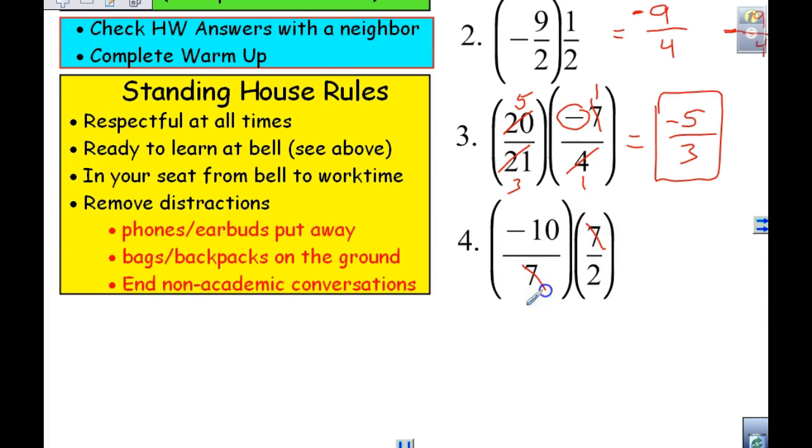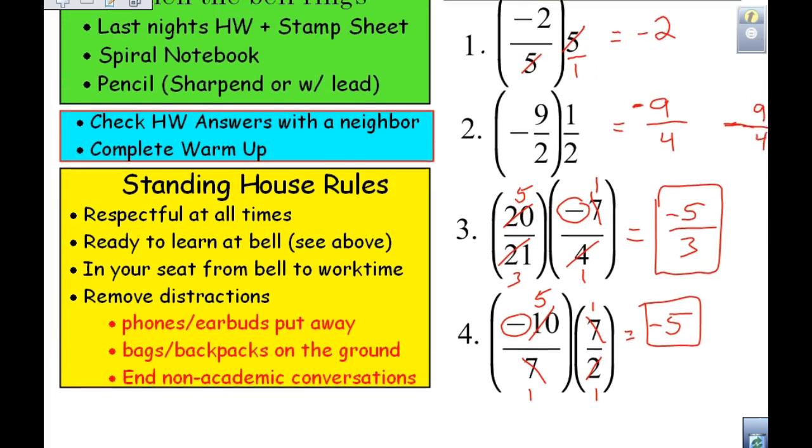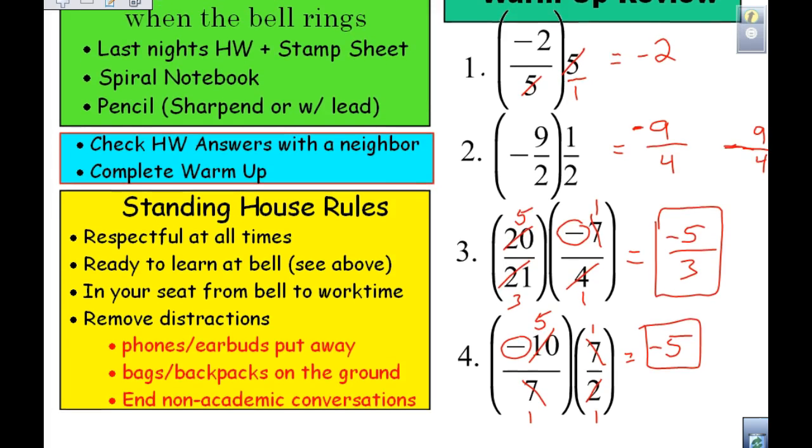One more time. 7 goes into 7 one time. 2 goes into 2 one time. 2 goes into 10 5 times. We have negative 5 times 1. And since it's 1 times 1 on the bottom, we have negative 5. Not too bad. So if we can do this, and we can remember how to do this, pretty good. It's a little more practice.